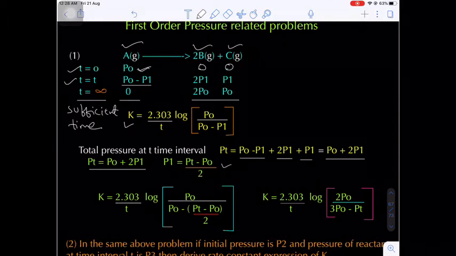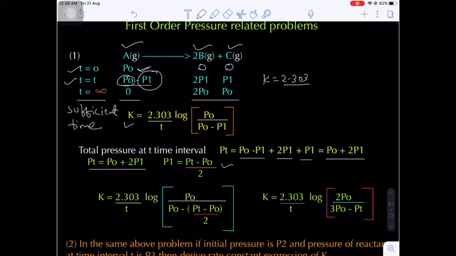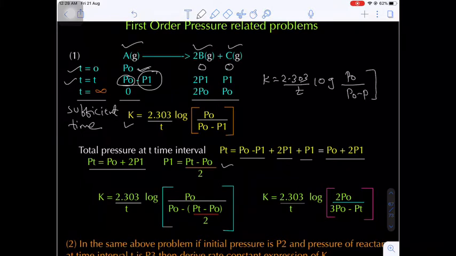So P1 value equal to P total minus P0 by 2. Because once I know the P1 value, I know the P0 value, so I can calculate the rate constant value. Yes or no? The rate constant value K is equal to 2.303 by T log of P0 divided by P0 minus P. Yes or no? I know the P0 value and I know the P value. Okay. So 2.303 by T log of P0 is P0 itself, and P0 minus what is the P value here?